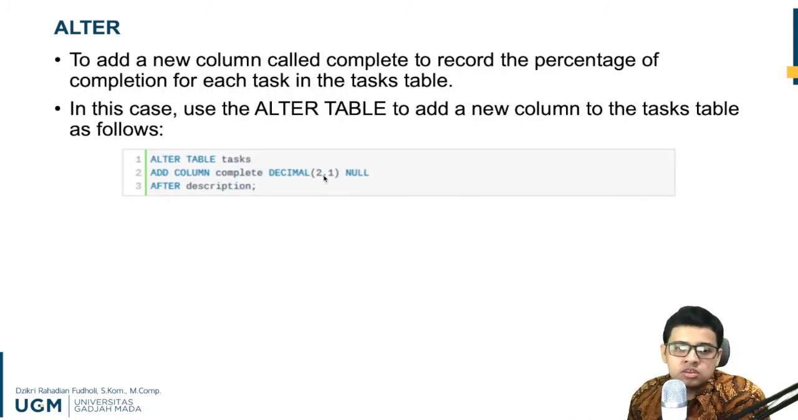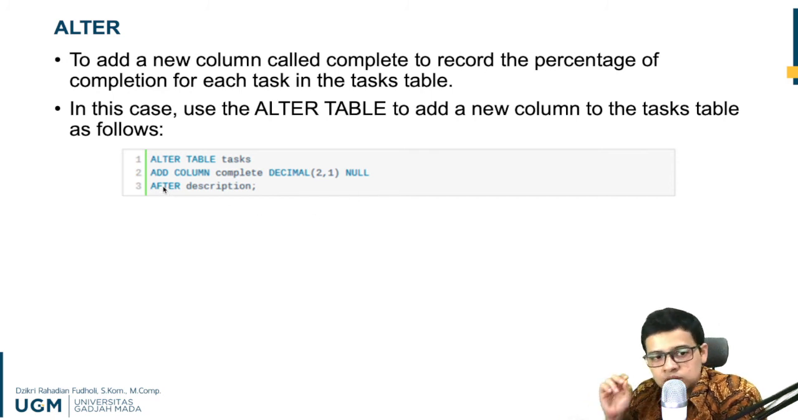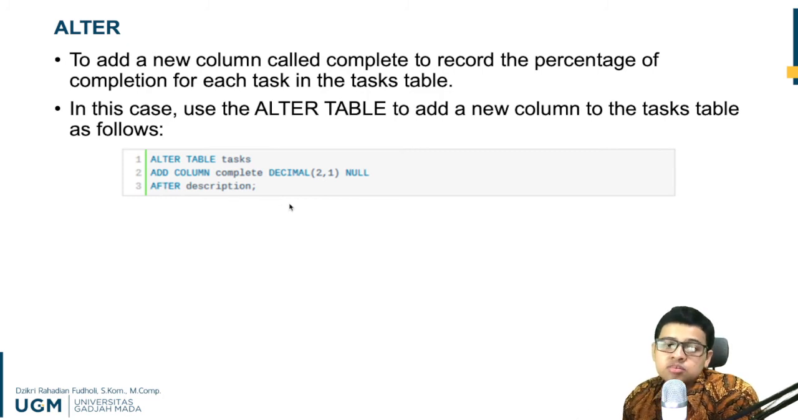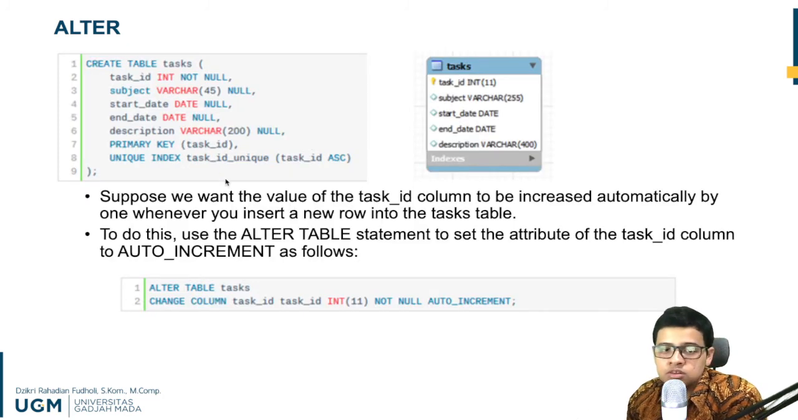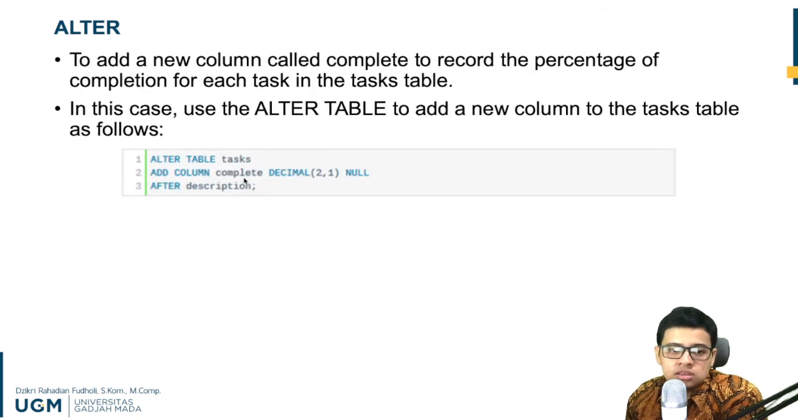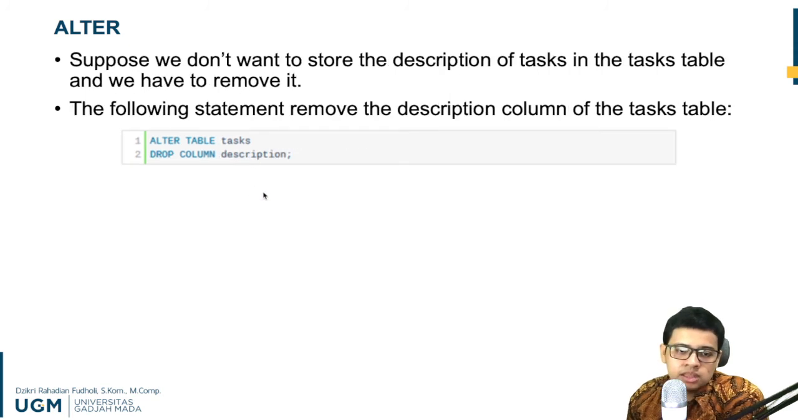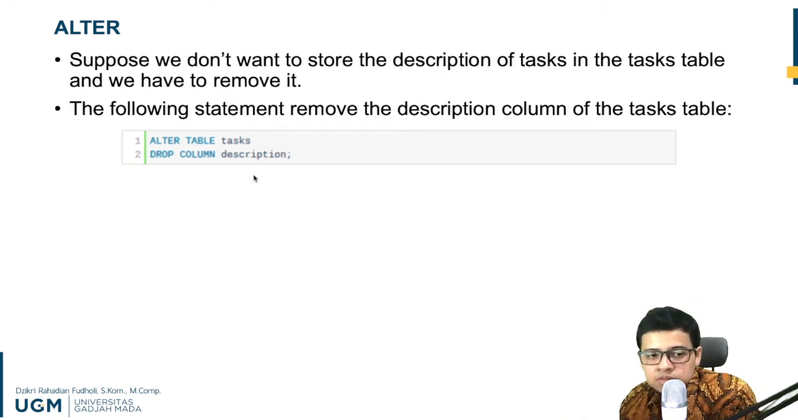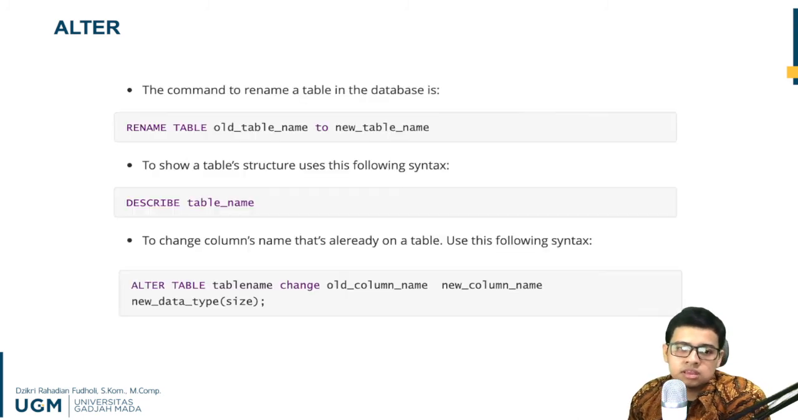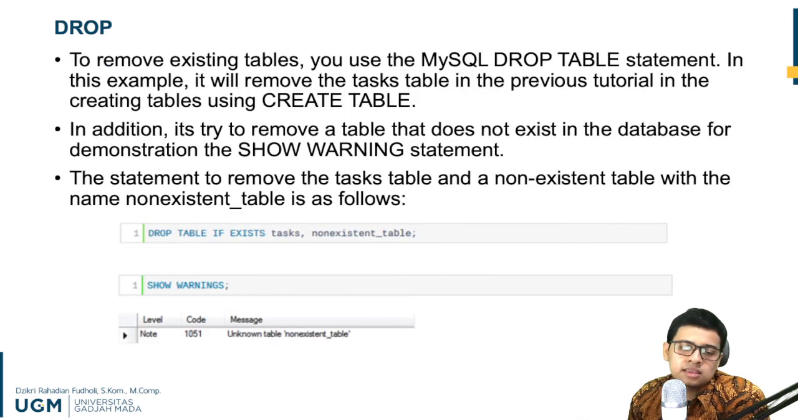To add a new column, we use this. So add column completed, and then the type and null or not null, and then we put that column after description. So we have here a description, and then we put the column completed after the description. And then we can also drop the column in alter. So these are the examples, changing the table name, and that's the alter.